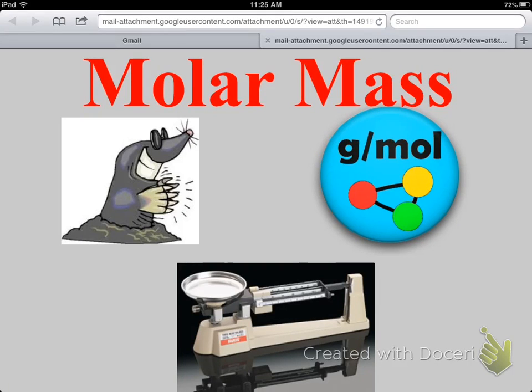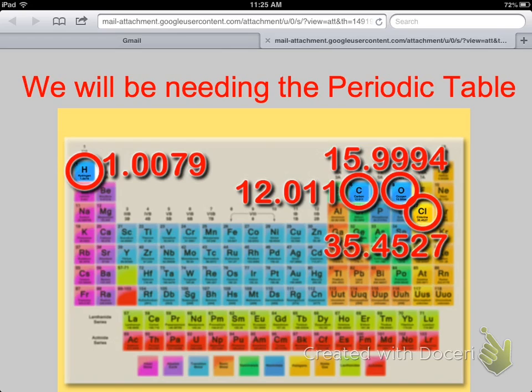Okay, our next topic, we're going to be talking about molar mass. So again, we're using the concept of the mole. But this time, since we're talking about mass, we're going to be pulling the mass numbers from the periodic table. So remember, mass numbers are the larger number on the bottom. So you need to have your periodic table handy to do these.